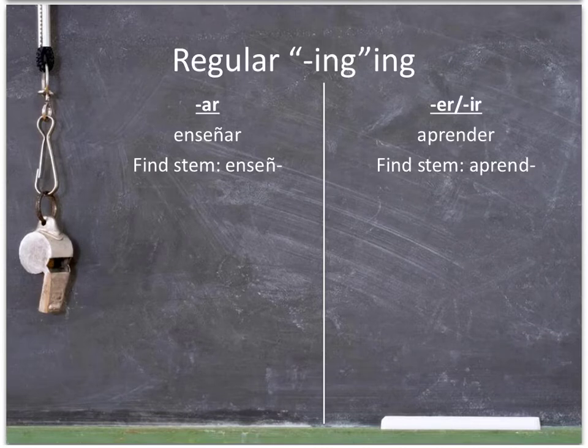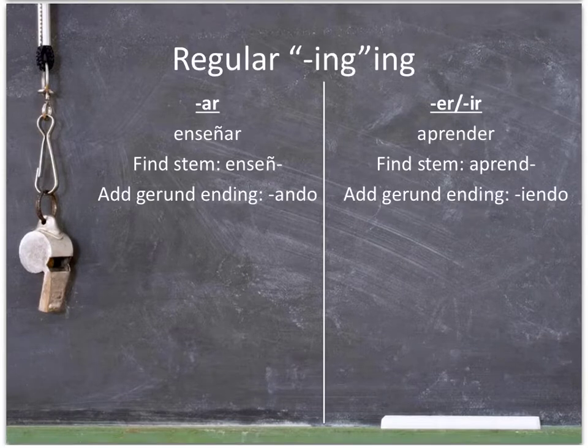The ending that you tack on that means ing in Spanish is going to depend on whether the verb is an AR verb or if it's an ER-IR verb. So if it falls under the category of AR, you're going to add ando as your ing. And if it falls under the category of ER or IR, you're going to add yendo as your Spanish ing.